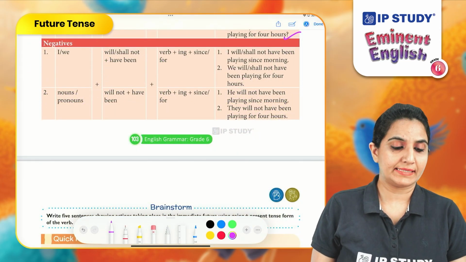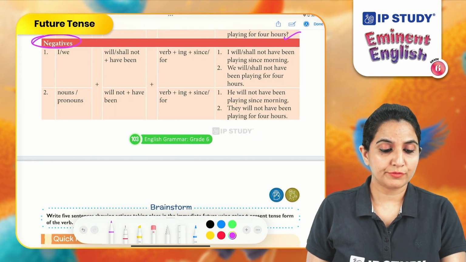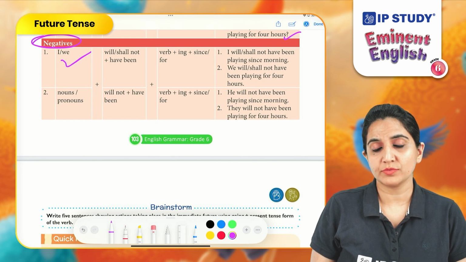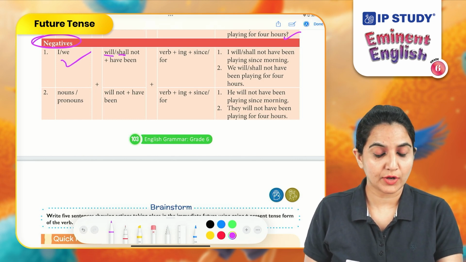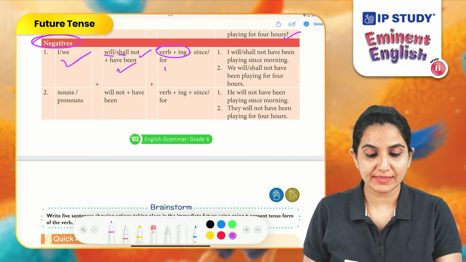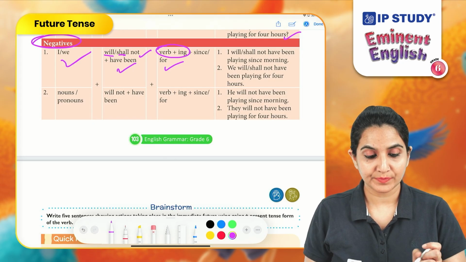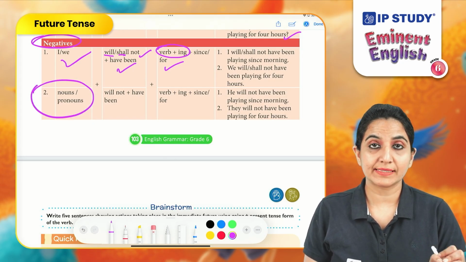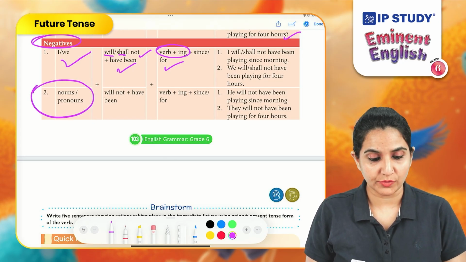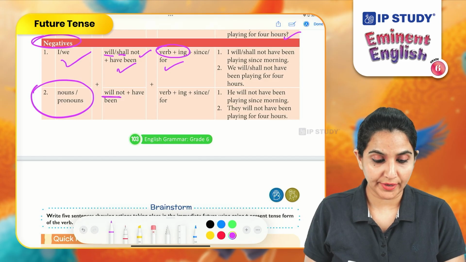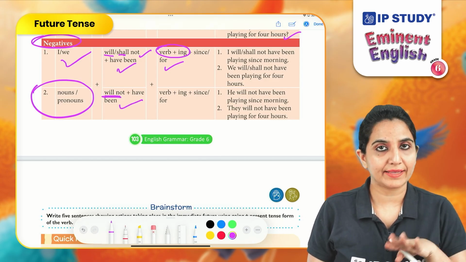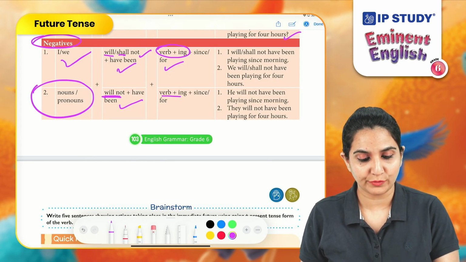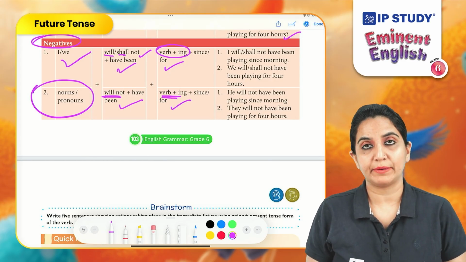For negative sentences, for first person singular and plural pronouns, we can use will or shall, any of them, with not and have been, along with the ing form of verb, and since and for depending on the sentence. With nouns and pronouns such as second and third person, we can only use will. So we use will not along with have been. So not is used with will, and then we add have been along with the ing form of verb and since and for depending on the sentence.